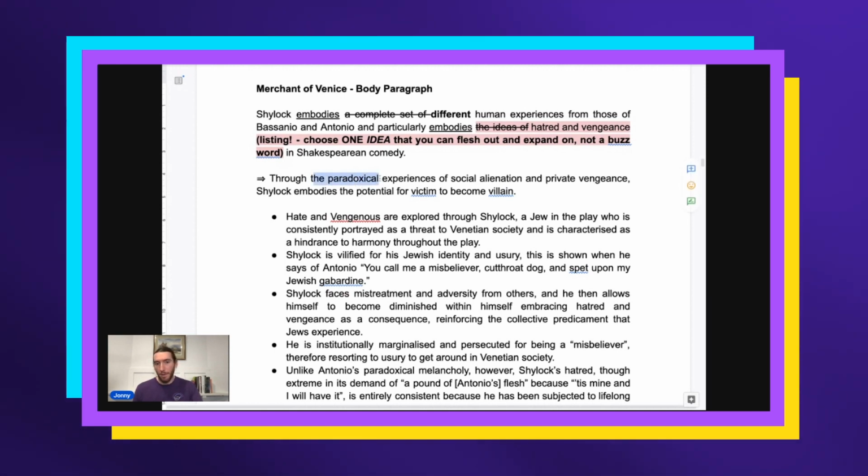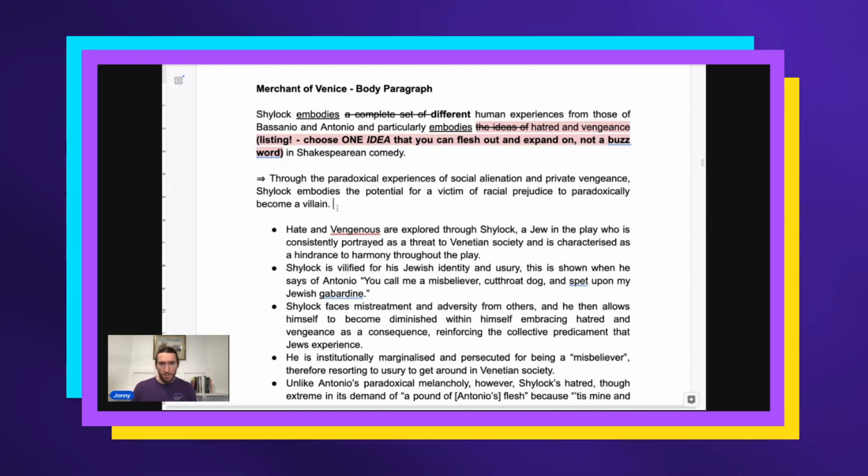You could argue there's probably a better word than paradoxical, but I'm just trying to engage with the rubric in that way. Okay. We could say social victimhood and also being a villain, like being a victim and a villain, that's kind of paradoxical, isn't it? Embodies the power, for the victim, for a victim of racial prejudice. Let's build on it because the first draft's never the one you keep, right? It's never the one you keep. Shylock embodies the potential for a victim of racial prejudice to paradoxically become a villain, right?